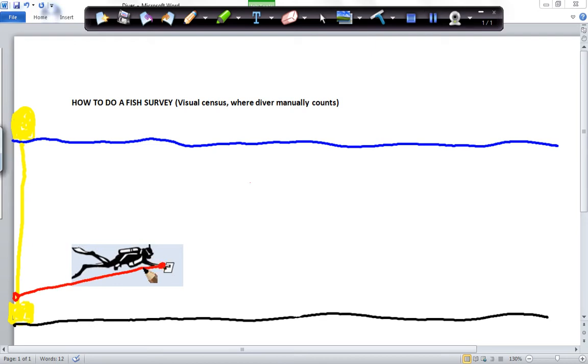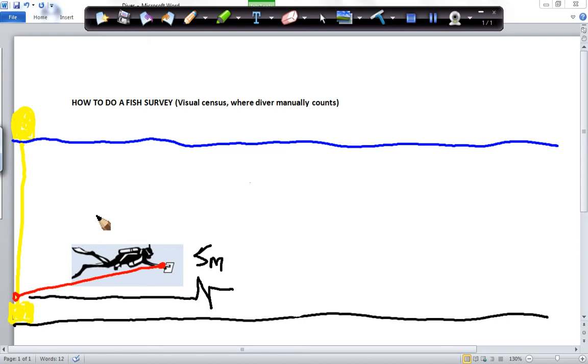So the diver now heads out on a particular bearing, or perhaps they're concentrating on working at a particular depth range. So when that is sorted, the diver starts to swim away from that attachment point. And the rule here is that the diver will swim a distance of 5 meters away from that attachment point before fish recording actually begins.